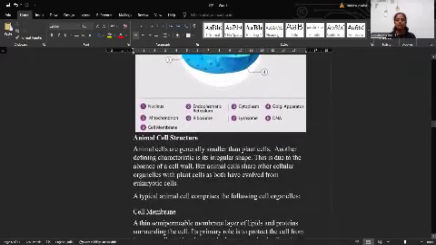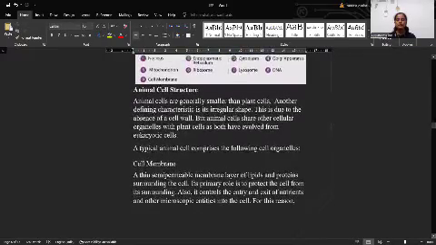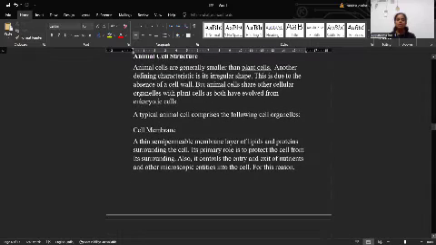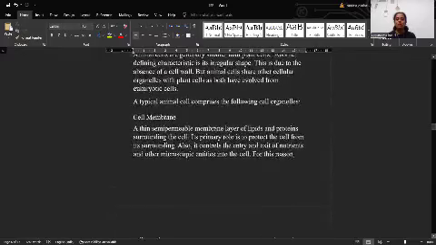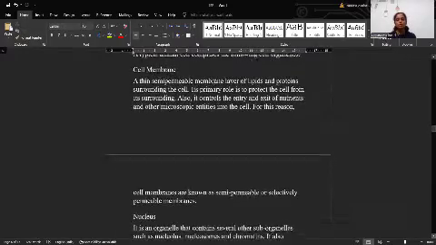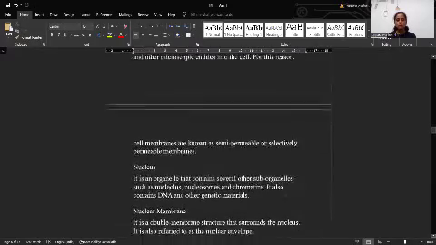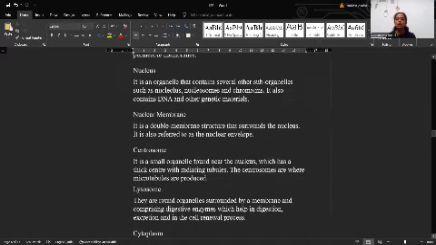A typical animal cell comprises the following cell organelles: Cell membrane, a thin semi-permeable layer of lipids and proteins surrounding the cell. Its primary role is to protect the cell from its surroundings. Also, it controls the entry and exit of nutrients and other microscopic entities into the cell. Nucleus. It is the organelle that contains several other suborganelles such as the nucleolus, nucleosomes, and chromatin. It also contains DNA and other genetic materials.